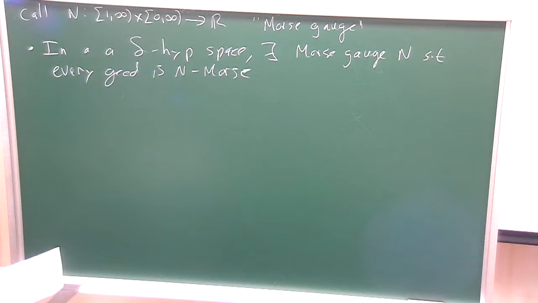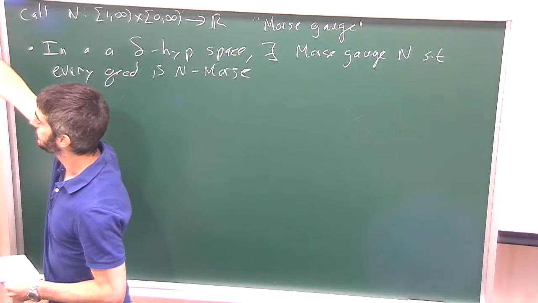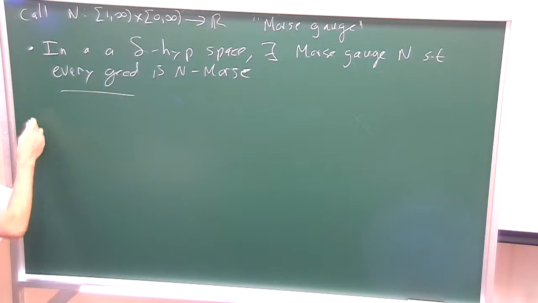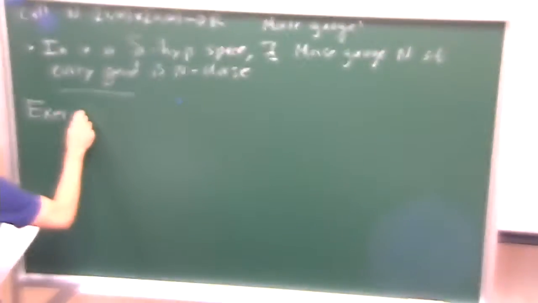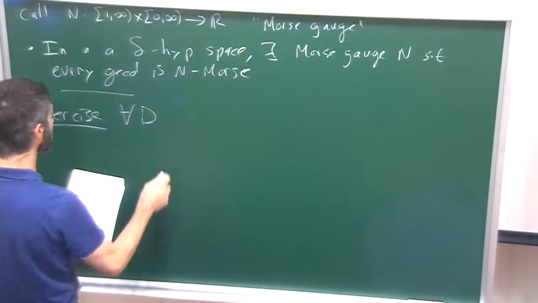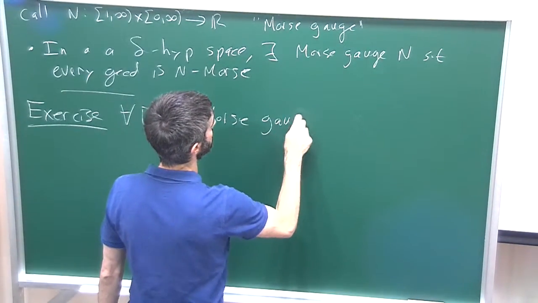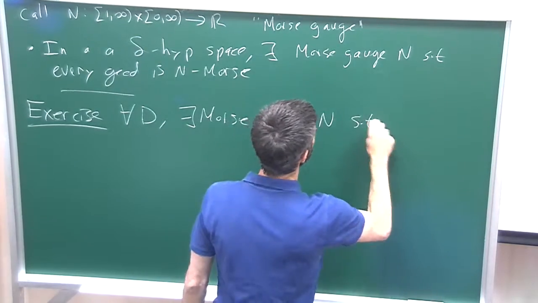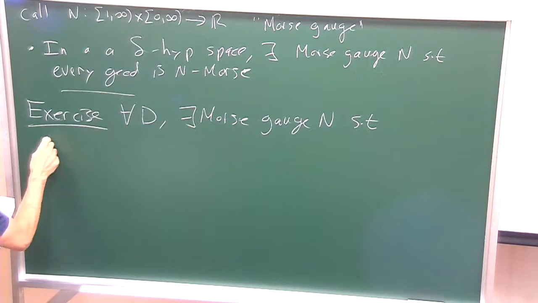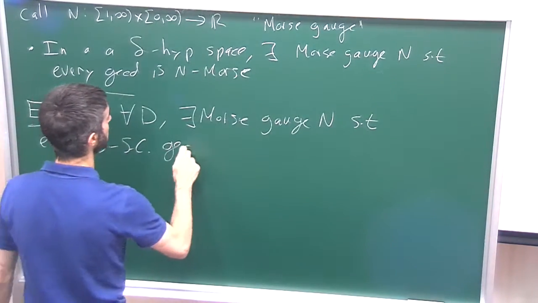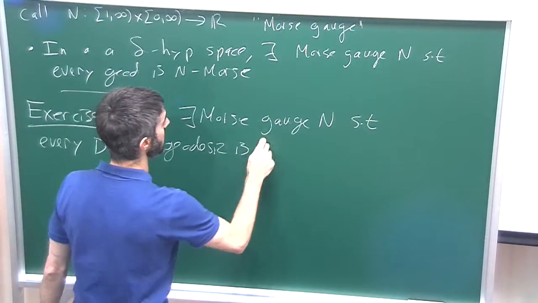Hyperbolic metric space implies everything is Morse. It turns out that this other property, strongly contracting, also implies that every geodesic is Morse. So let me formulate that. Okay, so here's an exercise. For all d, there exists a Morse gauge n such that every d strongly contracting geodesic is n Morse.